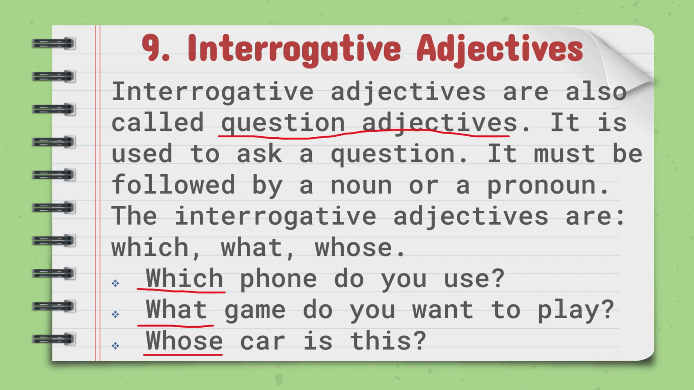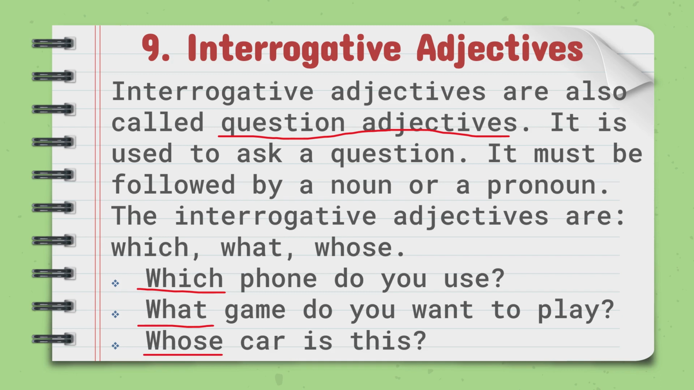The interrogative adjectives are which, what, whose. So let's take a look at these examples. Which phone do you use? Here phone is a noun, and which is used before the noun. It means that it is an interrogative adjective, not an interrogative pronoun. So which phone do you use? Here it is used to ask a question.